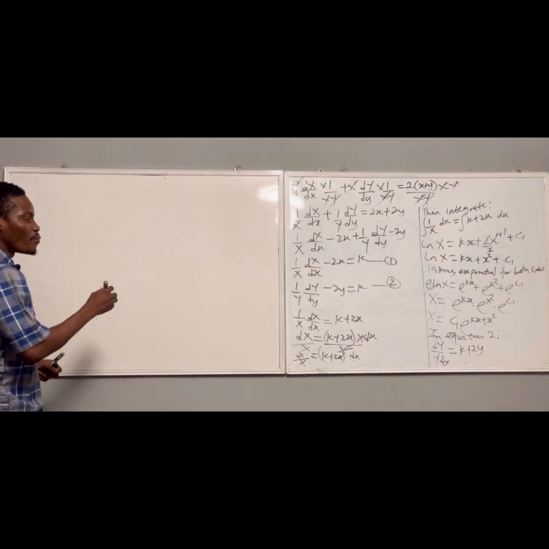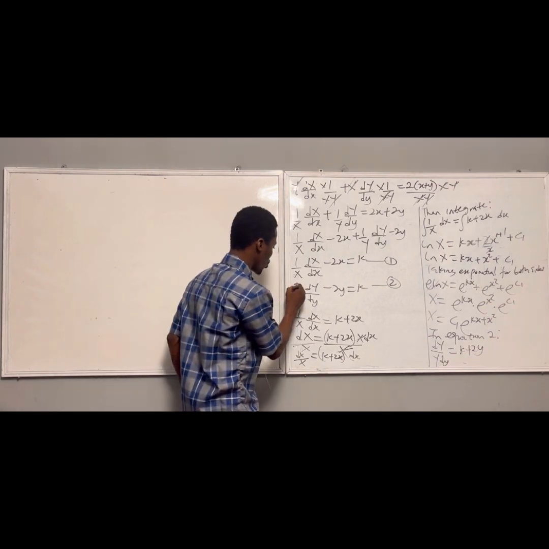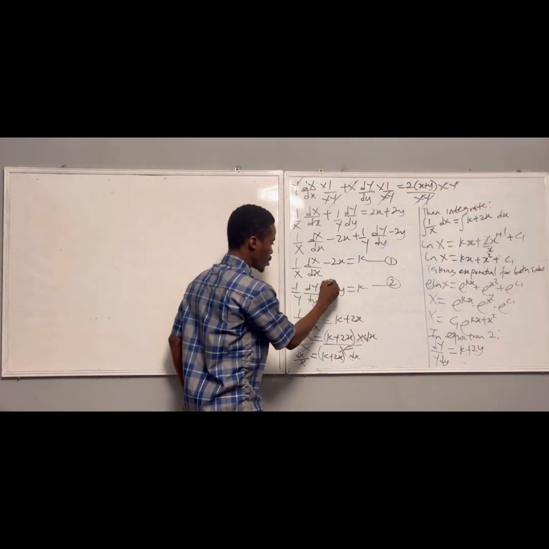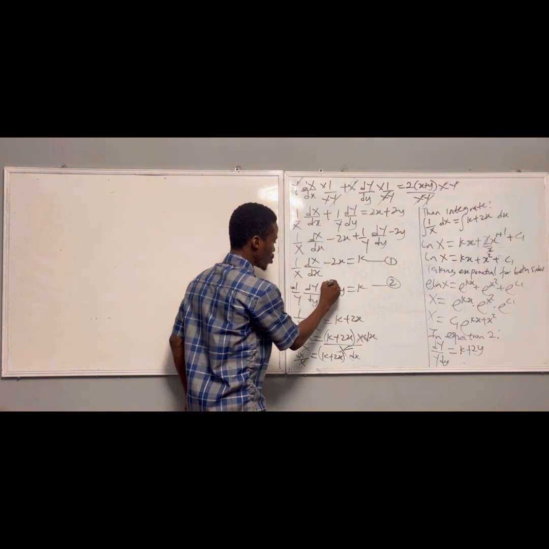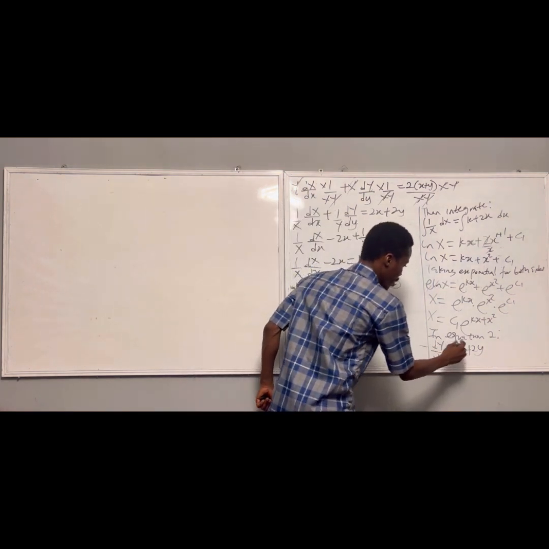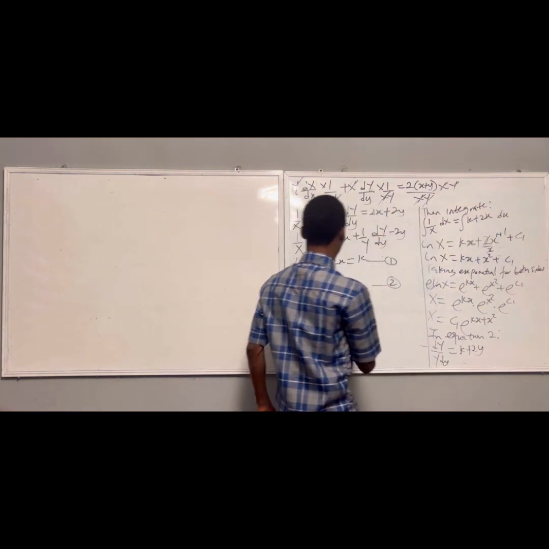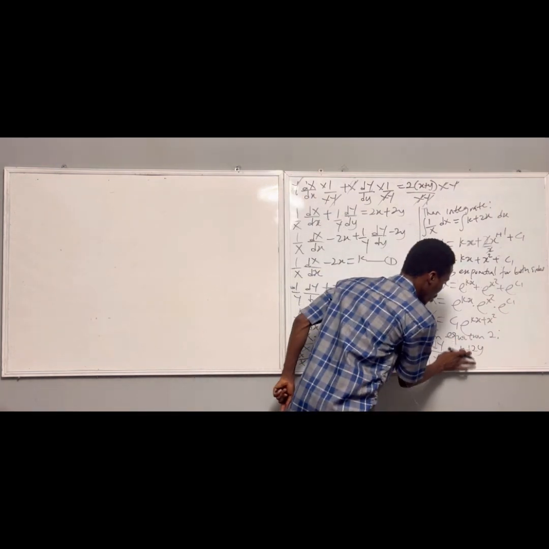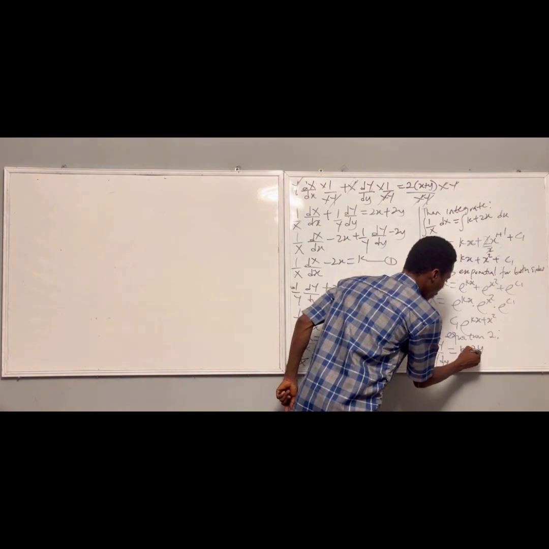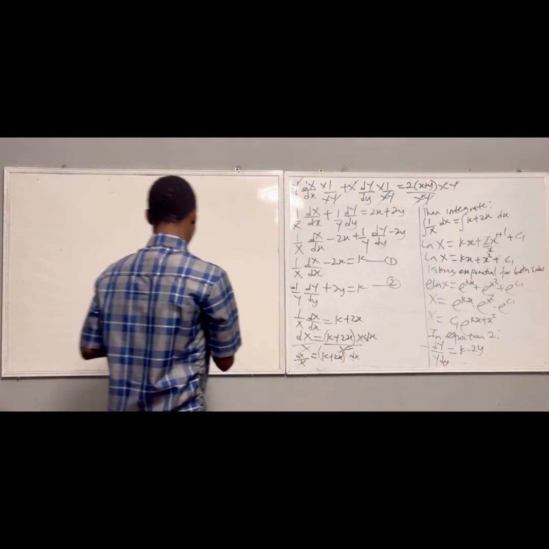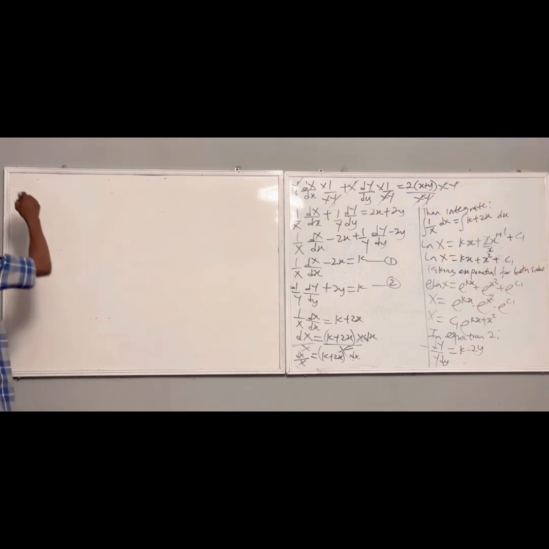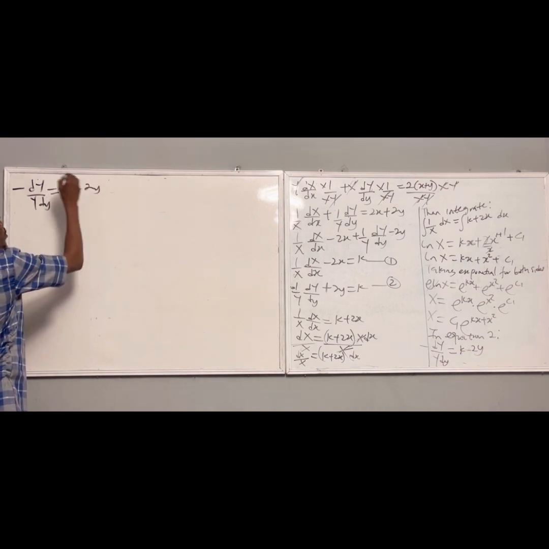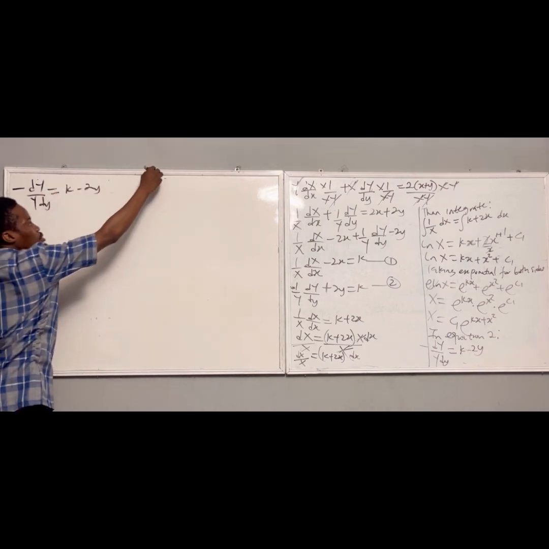So here I will have minus y, I'm going to have minus y plus 2k. This will be negative, this one will be plus. So if I now take plus to here, it will be minus 2y. So I'm going to have minus dy all over y dy is equal to k minus 2y. So if I cross multiply, what am I going to have?